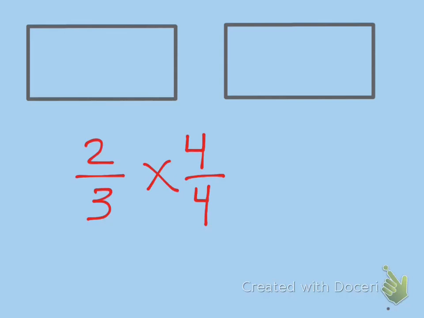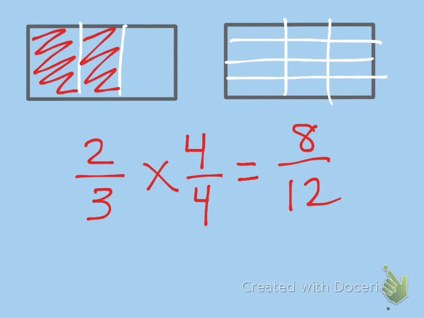So here we have 2/3 times 4/4. When we multiply straight across, we will get 8/12. Let's think about that in picture form so we can really visualize. So in the first rectangle, I'm going to shade 2/3, and in the second rectangle, I'm going to shade 8/12. And we're going to see if they are the same thing.